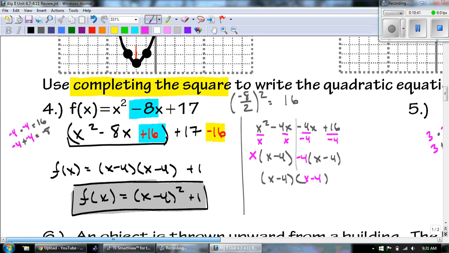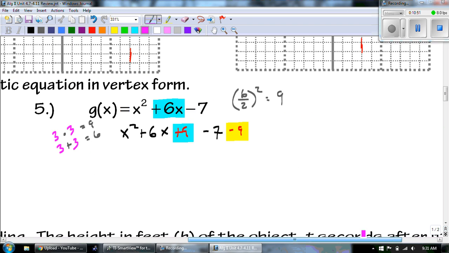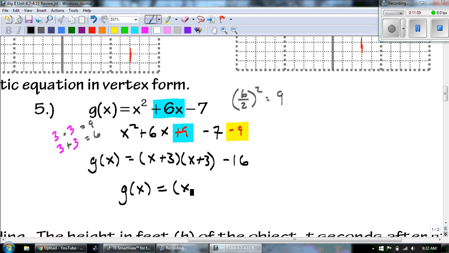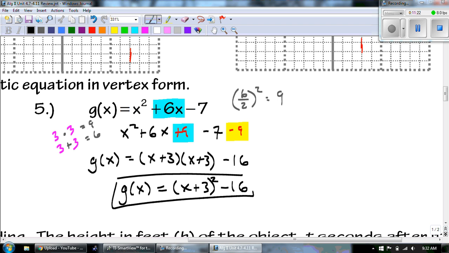So if you look at what we did over here, it broke down to negative 4 and negative 4. That's how that factors out. It will factor to x plus 3 and x plus 3. And then I'm just going to do the outside, negative 7 minus 9, which is negative 16. And then I can write x plus 3 squared minus 16 to get to my final answer. Okay, put a box around it and square it.